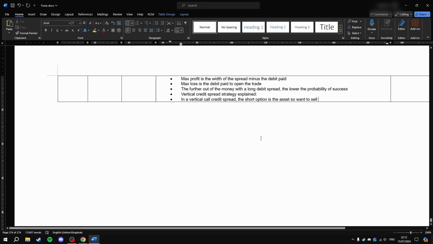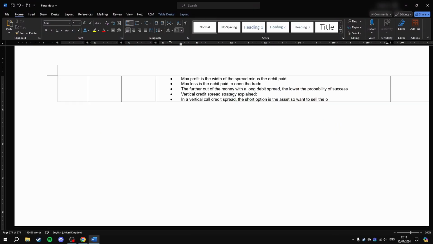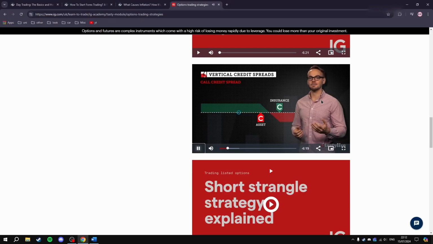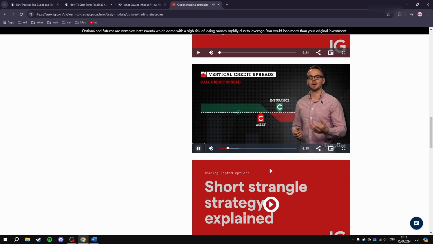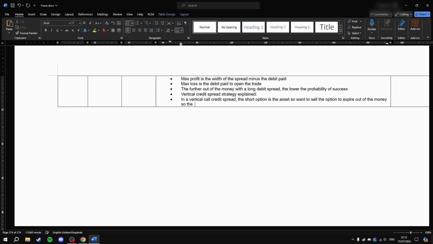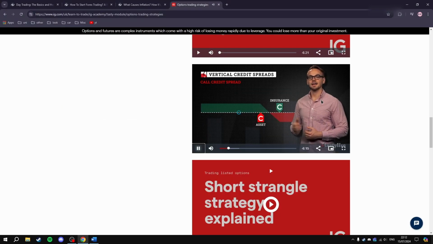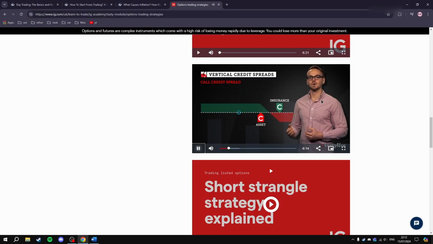In a vertical call credit spread, the short option is the asset. We are selling this option and we want it to expire out of the money so that the credit we collected up front is transformed into profit. In a credit spread, we're collecting more in the short option than what we're paying for in our long option.